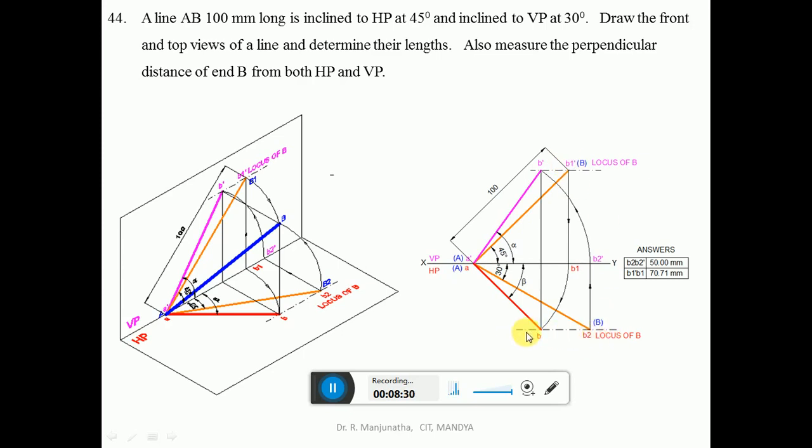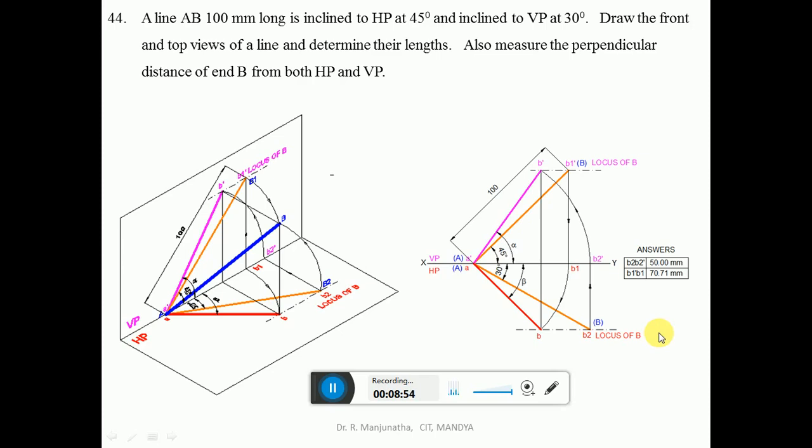Then draw the locus here, a dash-dot line in the top view, and also draw the locus line in the front view. Then join A dash to B1 dash a little bit thicker than the projector line, and also join A to B2 a little bit thicker than the true length line. Then mark this as the locus of B and also mark the locus of B in the top view.